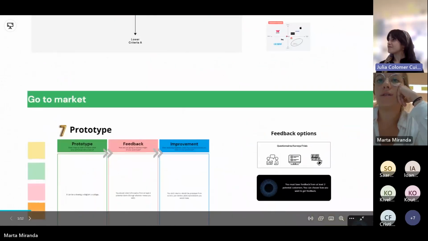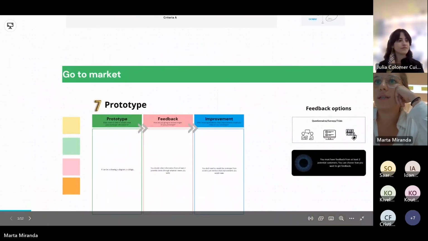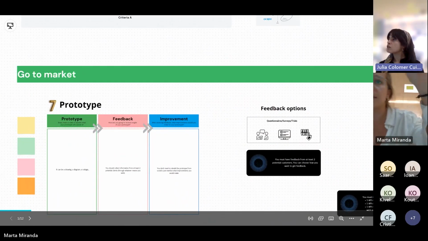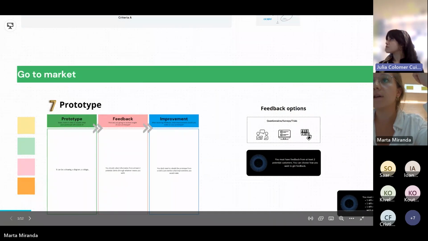Okay, so this is the prototype. Once you decide on the diagram or the collage for your prototype, we will need to know how you are going to receive feedback from your potential consumers, maybe through a questionnaire or a survey, and we encourage you to receive this feedback from at least 2 potential consumers.